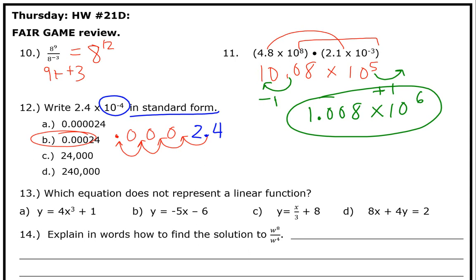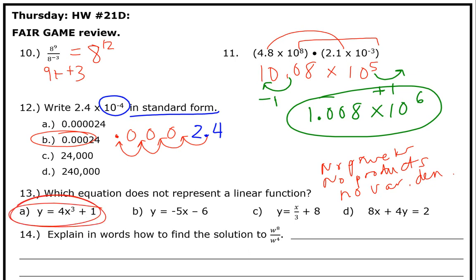Last 2. Number 13, which equation does not represent a linear function? Right, so no powers, no products of variables, and no variables in the denominator. Right? Those are our notes. Looks like letter A is the rule breaker right there. It has a power of 3 on a variable, so that is not a linear function. Y equals mx plus b, y equals mx plus b. This one is not in the right order, but it can be written as y equals mx plus b.